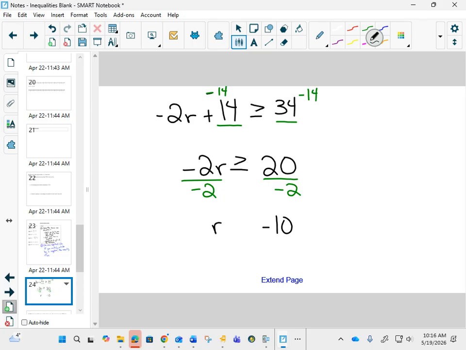Does the special rule come into play on this step? Yes, because what did we do? We divided by a negative number. Anytime you divide by a negative number, your inequality flips. So instead of greater than or equal to, it is now less than or equal to. We got the r by itself. This is what it means to solve an inequality.